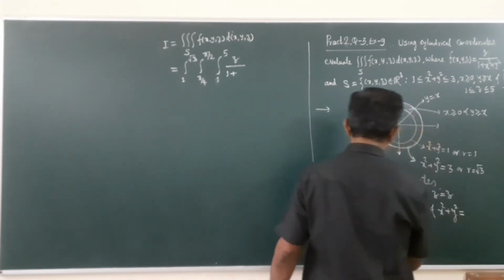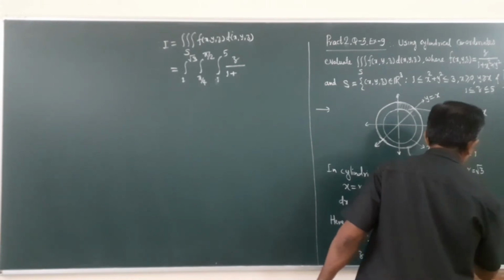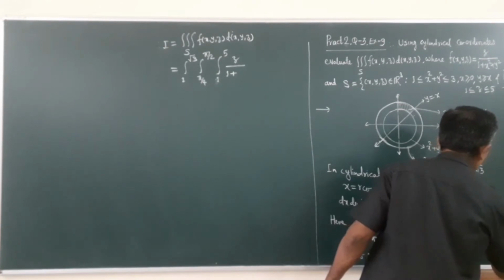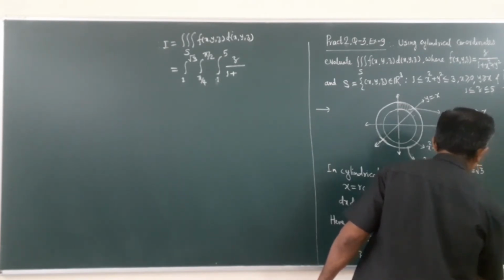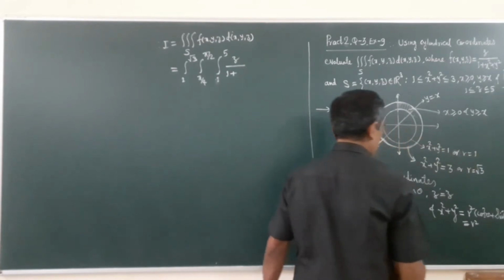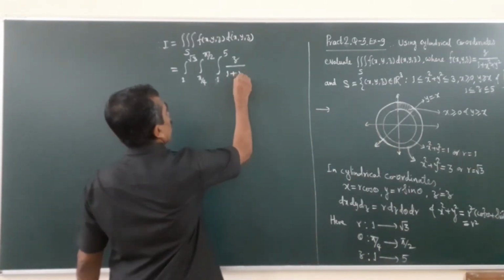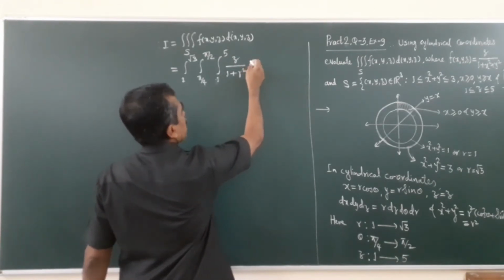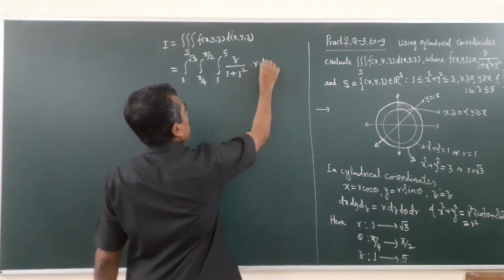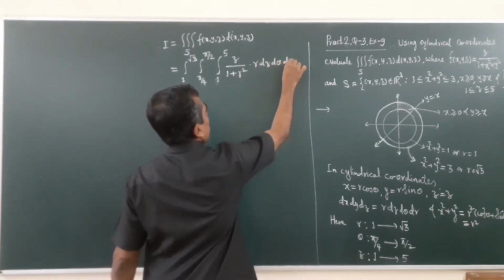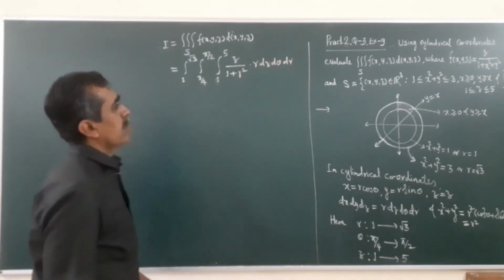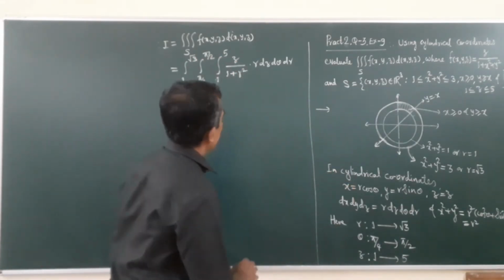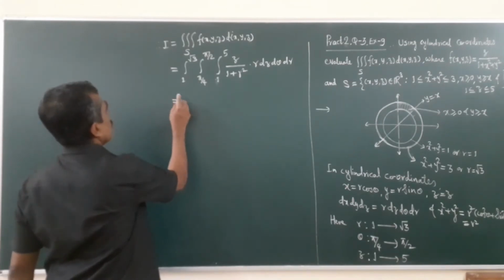X square plus y square will be r square, because it is r square into cos square theta plus sin square theta. So that is what is r square. Okay, so 1 plus r square and r dz d theta dr, right? So dx dy dz will be r dz d theta dr. Now just do the calculations.